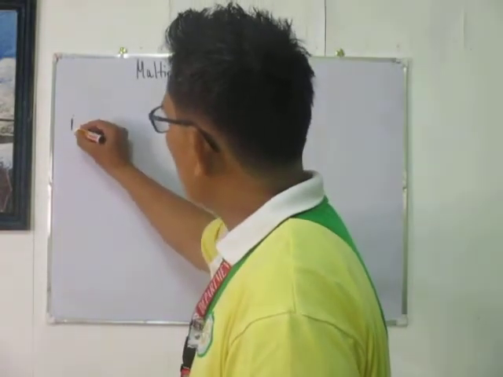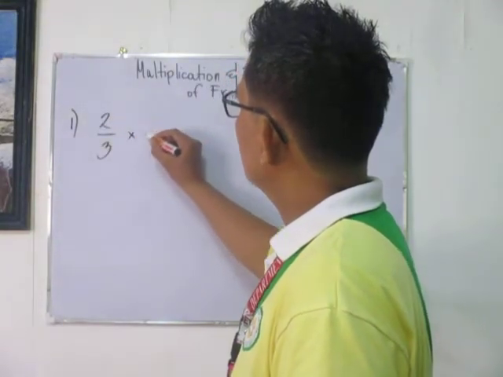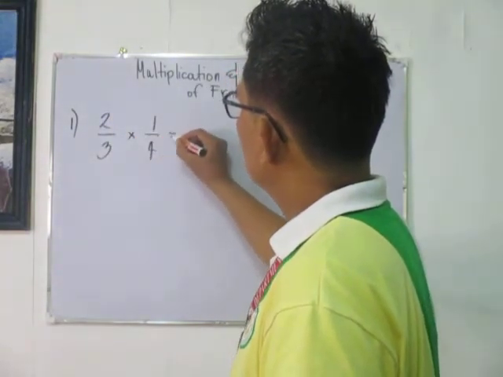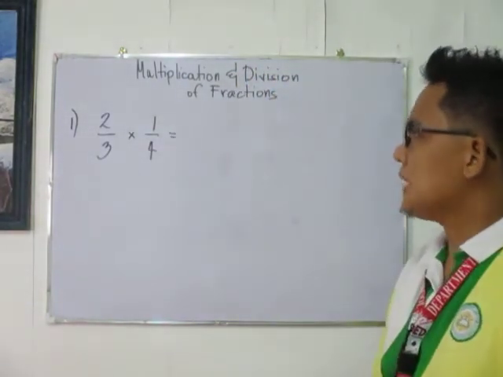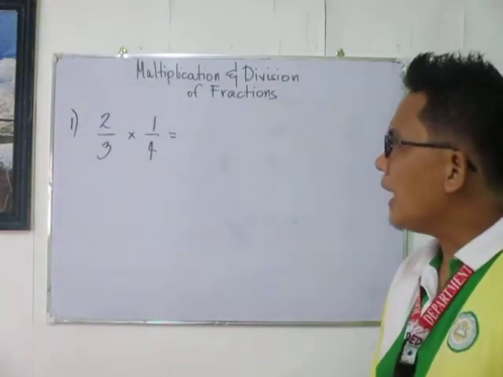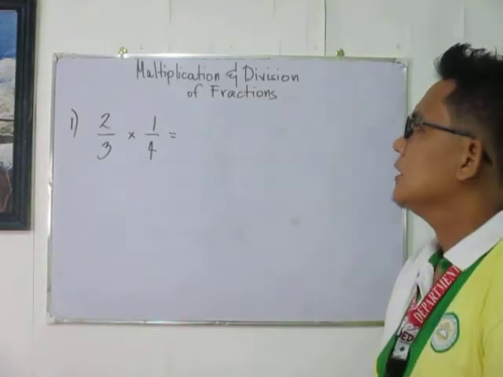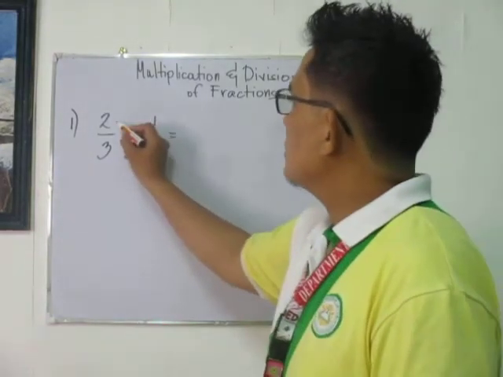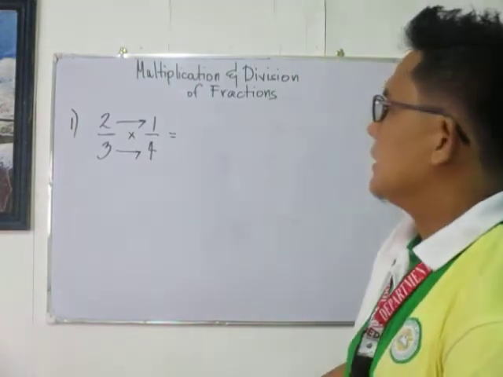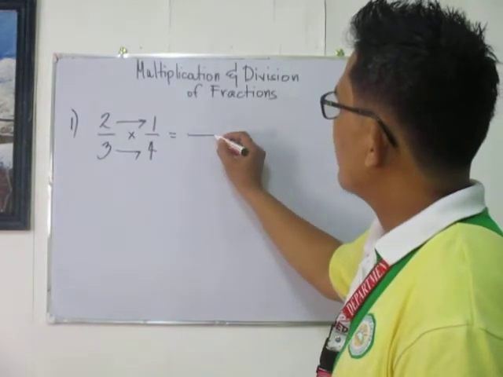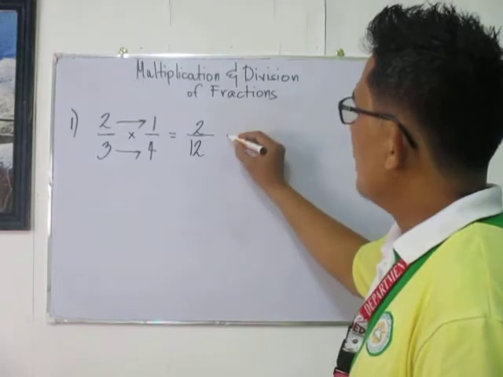So, for example, if we have two-thirds times one-fourth, all we have to do is multiply numerators and multiply denominators. Two-thirds times 1/4, so that is 2 times 1 and 3 times 4. What is 2 times 1? 2. And 3 times 4 is 12.